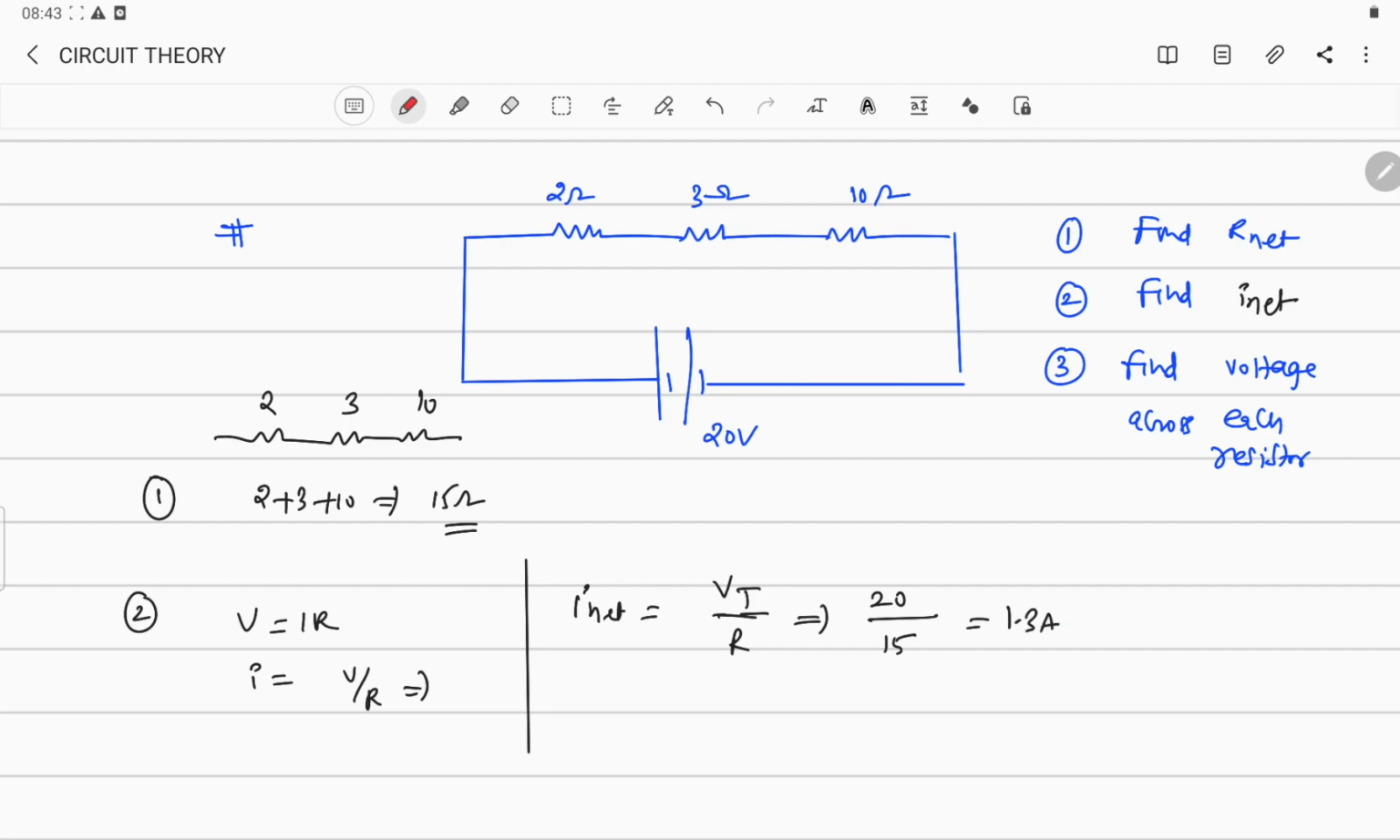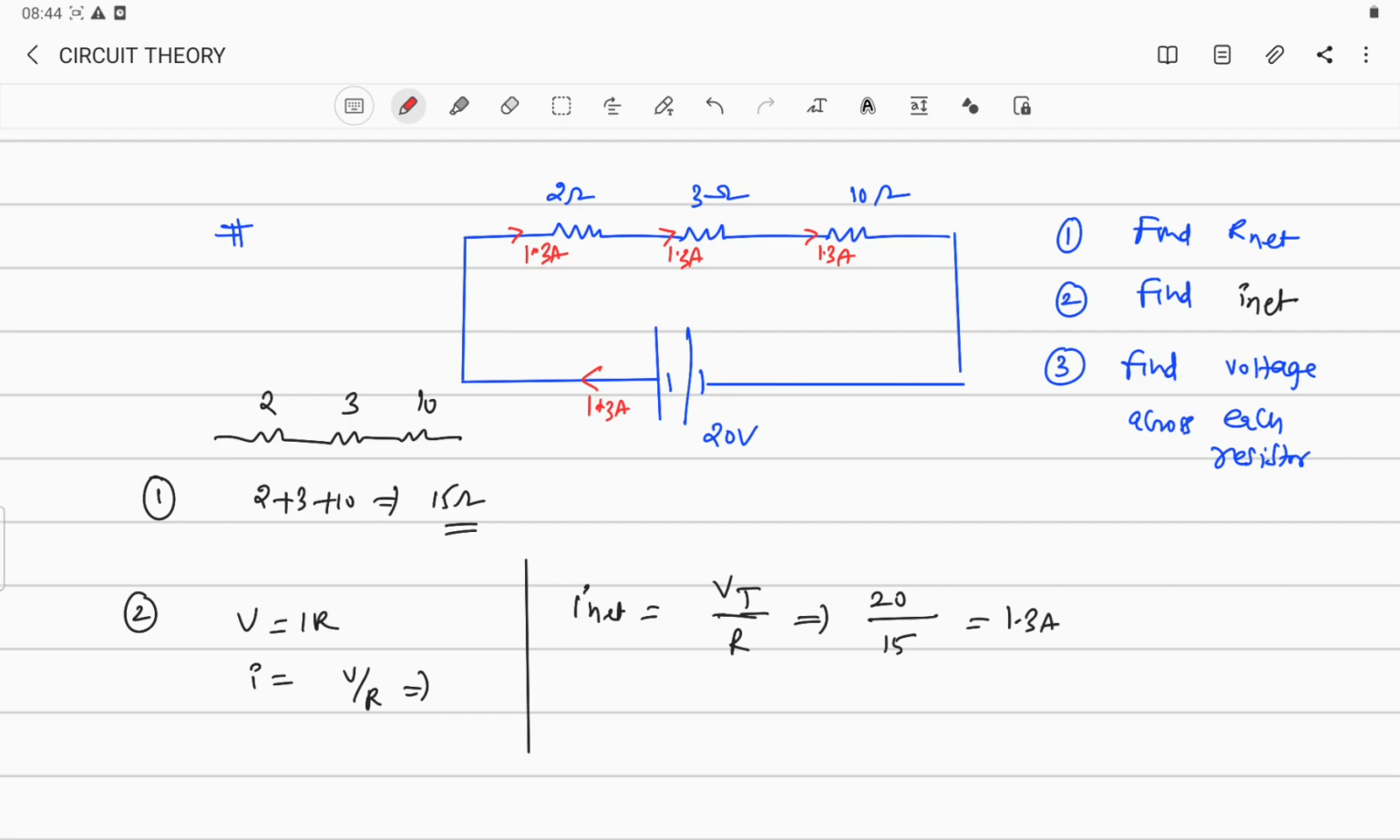That means whatever current is coming from the cell, 1.3, will be constant throughout the resistors. As the path is the same, here 1.3, here also 1.3, and here also 1.3 amperes, since in series combination current is the same.